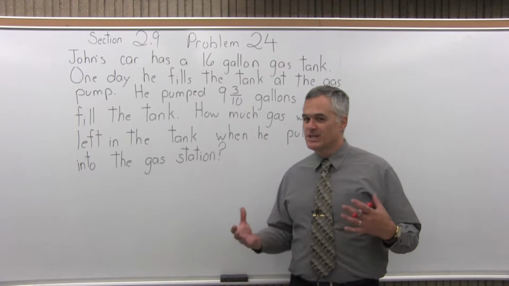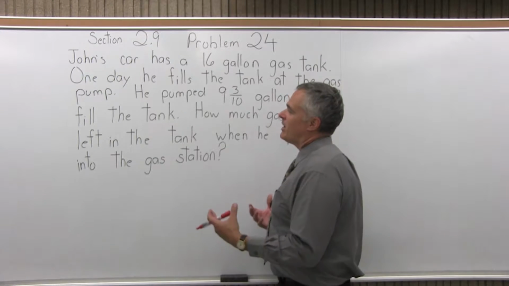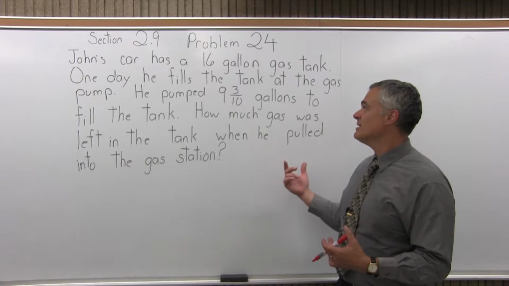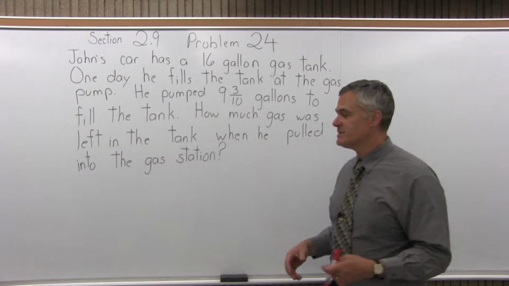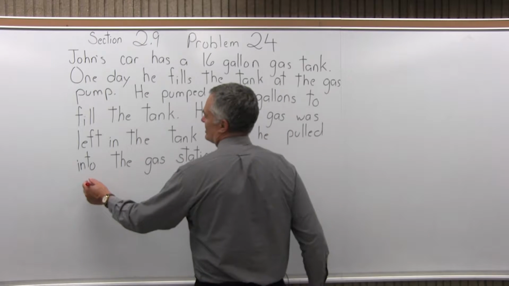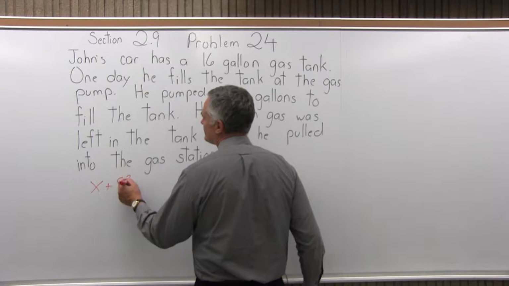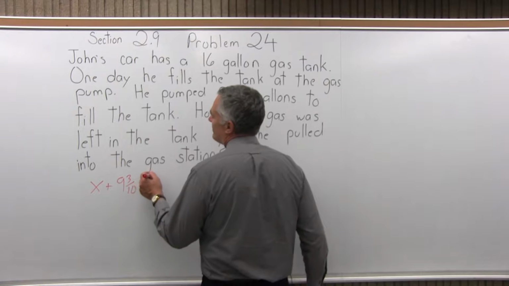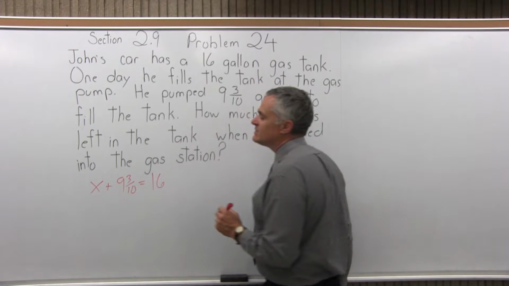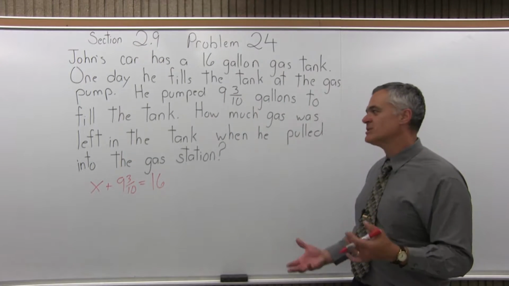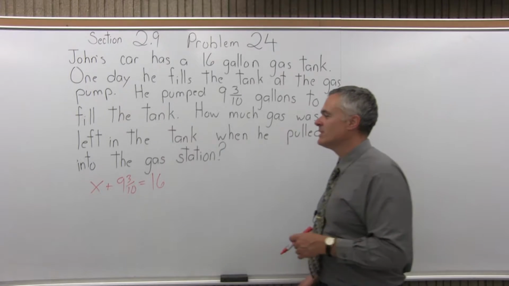So John pulls in, he's got some gas in the car, he pumps in 9 3/10 gallons, and he winds up with a total of 16 gallons. So the unknown amount of gas in the car plus the 9 3/10 that he pumped in gave him a total of 16. That's what the question's saying. So how much was in the tank when he pulled in?